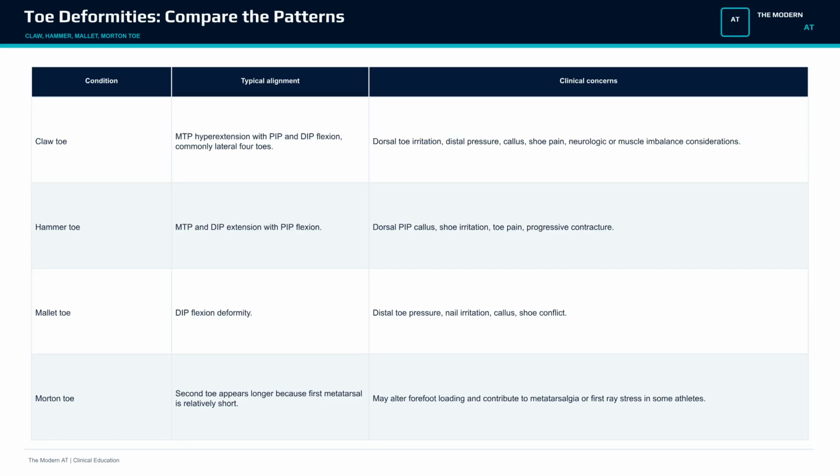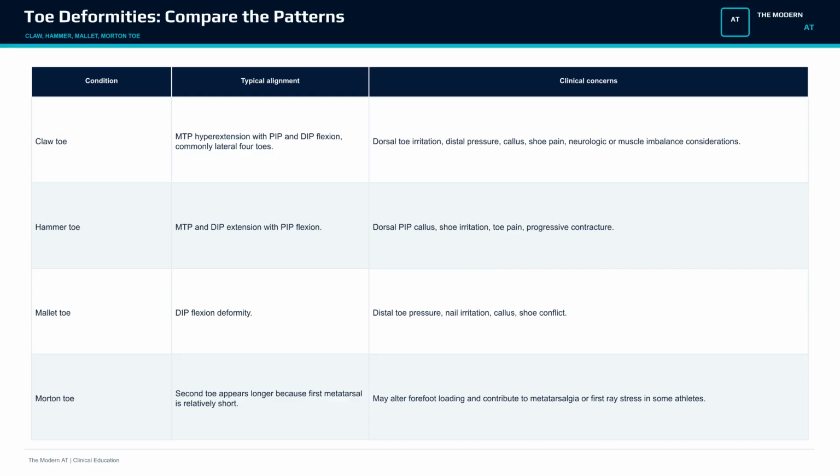This comparison slide separates claw toe, hammer toe, mallet toe, and Morton toe. Claw toe typically involves MTP hyperextension with PIP and DIP flexion, often creating dorsal irritation, distal pressure, callus formation, shoe pain, and sometimes neurologic or muscle imbalance concerns. Hammer toe involves PIP flexion with relative extension at the MTP and DIP joints, commonly causing dorsal PIP irritation and shoe conflict. Mallet toe focuses on DIP flexion, which can increase distal toe pressure and nail irritation.